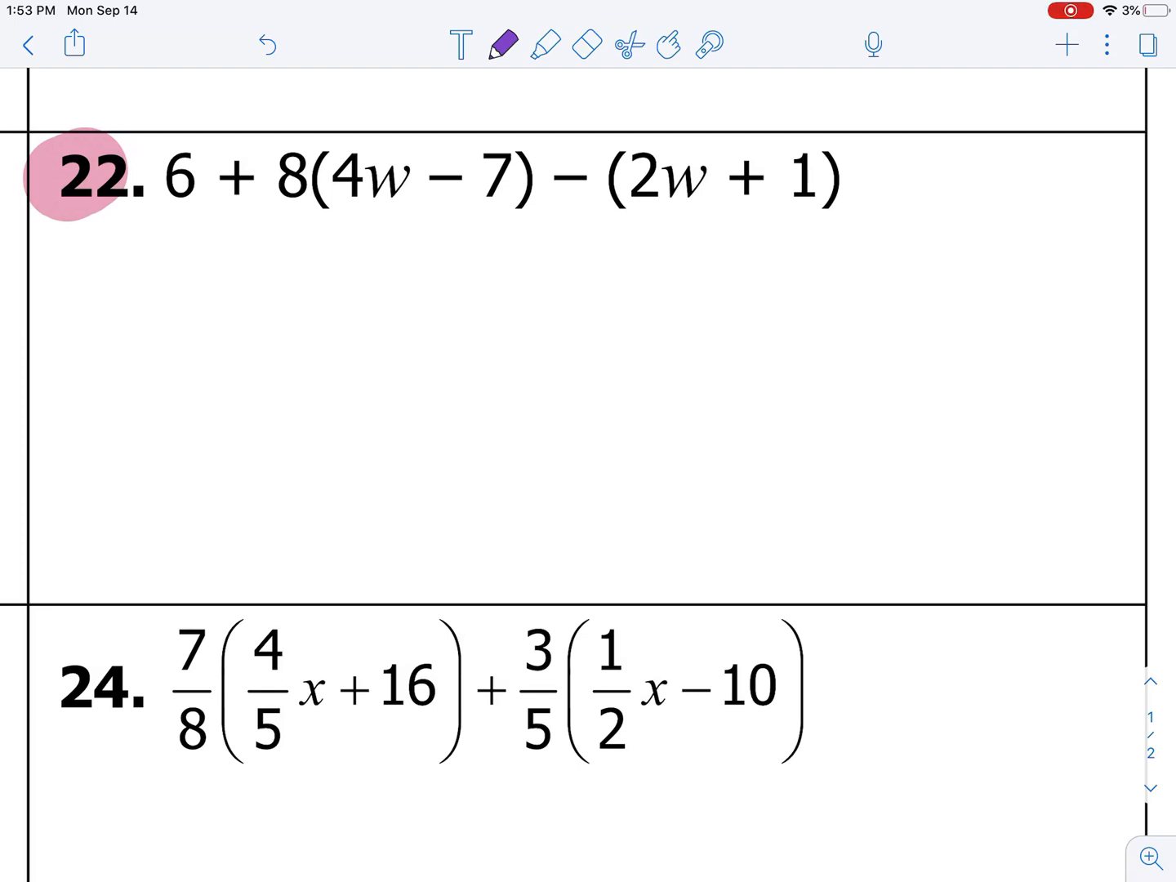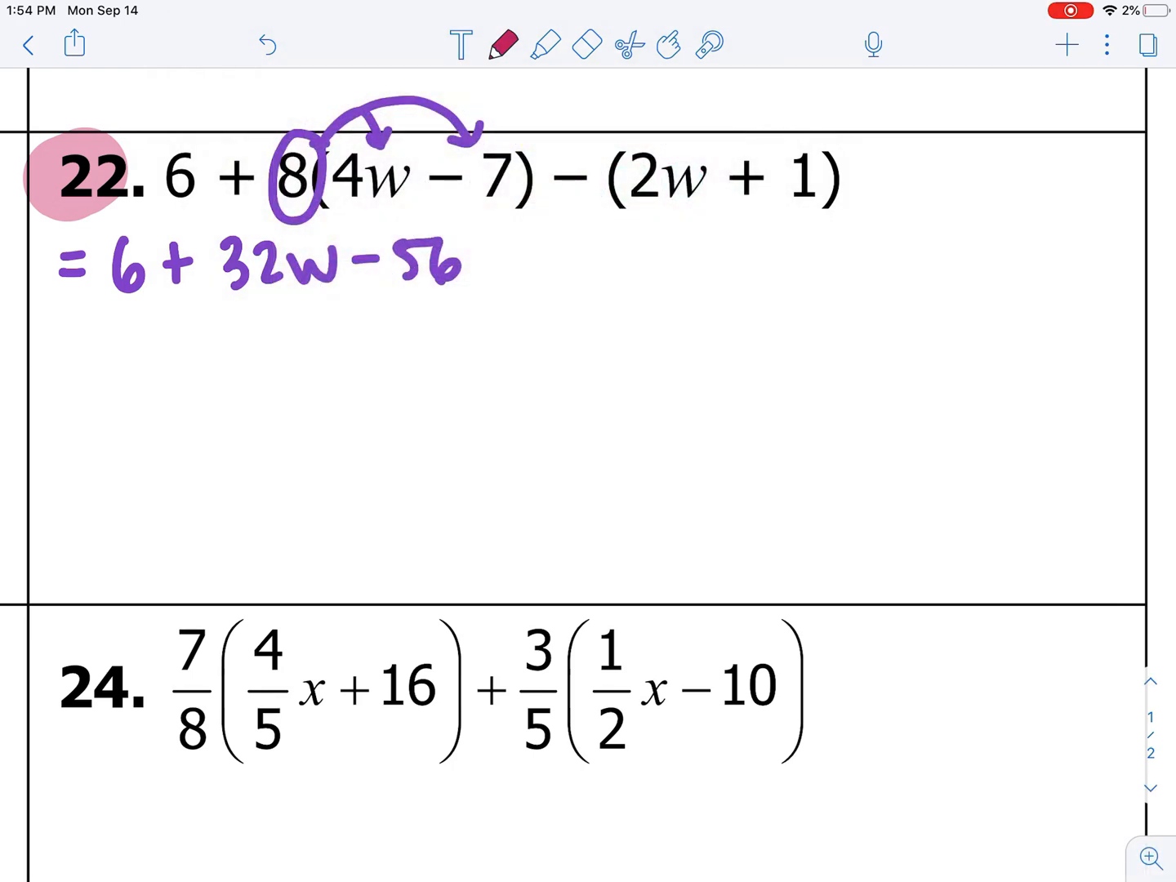For number 22, we will look at the beginning here. We have 6 plus. Well, there's nothing that we can do with 6 plus yet because we know from the order of operations that we need to multiply before we add. And distributing the 8 inside this parenthesis is using multiplication, and we need to multiply that together before we add. So 8 times 4w is 32w. 8 times negative 7 is negative 56.